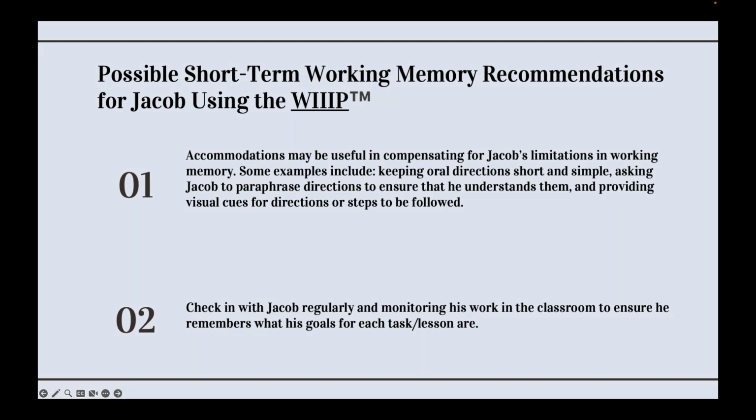So for short-term working memory, we can see here, for example, that accommodations may be useful in compensating for Jacob's limitations in working memory. Some examples include keeping oral directions short and simple, asking Jacob to paraphrase directions to ensure that he understands them, and providing visual cues for directions or steps to be followed.